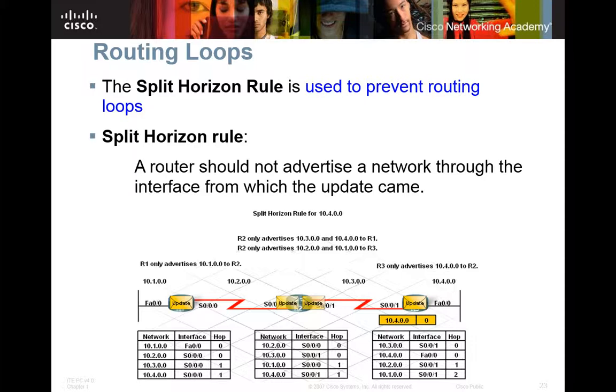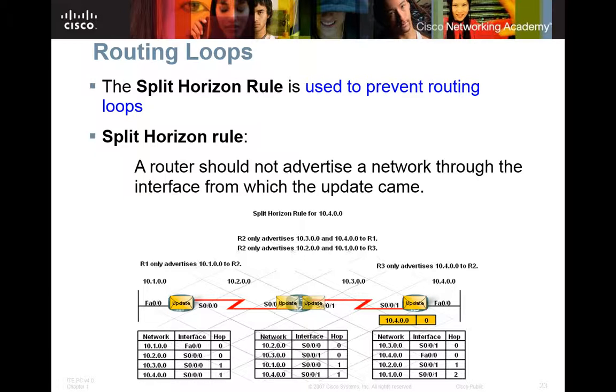Why do we have to cover this? The split horizon rule. It's used to prevent routing loops. A router should not advertise a network through the interface from which the update came. Because once it came through there, you can automatically assume that they know about it. So just only forward it to the interfaces that have not gotten it, or that it didn't come in on.